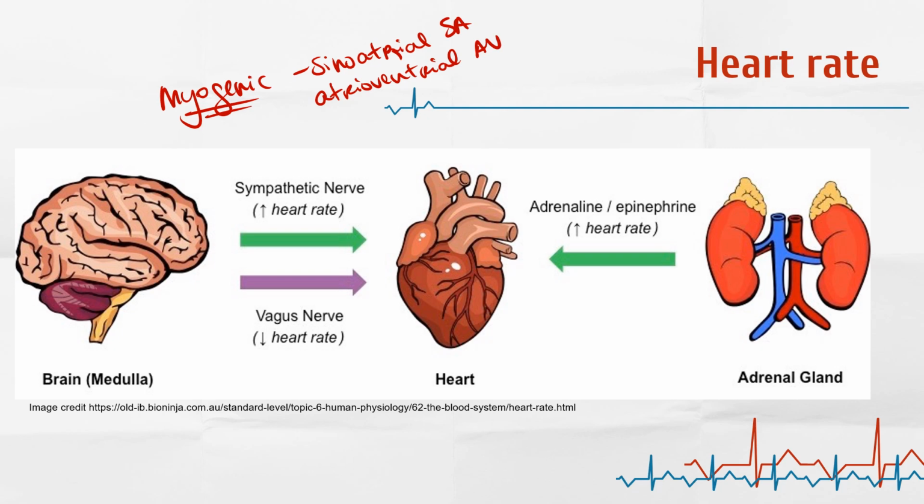The brain, the medulla of the brain, which is here in the brainstem, can change the rate of heartbeat. So it doesn't cause the heart to beat, but it can stimulate the heart to beat faster or slower. The sympathetic nerve, also called the accelerator nerve, causes heart rate to increase.